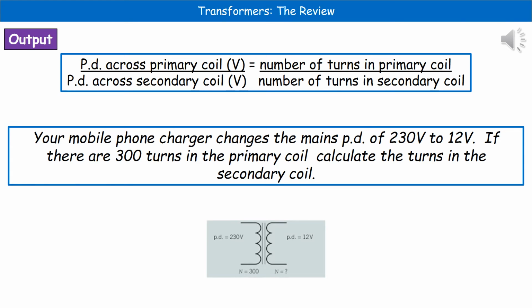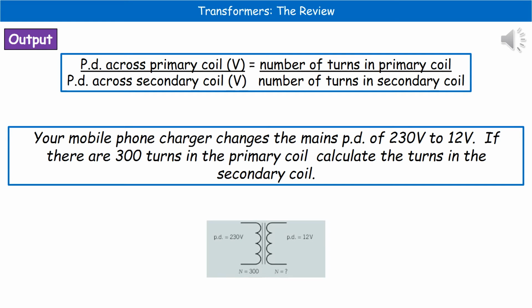So we might be asked to carry out a calculation to do with transformers. Good news, we don't have to memorize this formula at all. This one will be given to you should you need to use it. The potential difference across the primary coil divided by the potential difference across the secondary coil is the number of turns in the primary coil divided by the number of turns in the secondary coil.